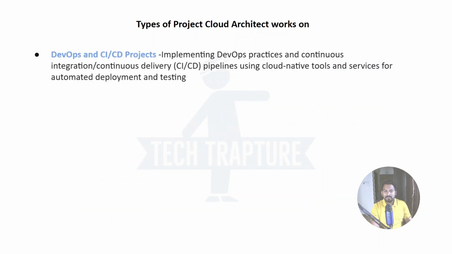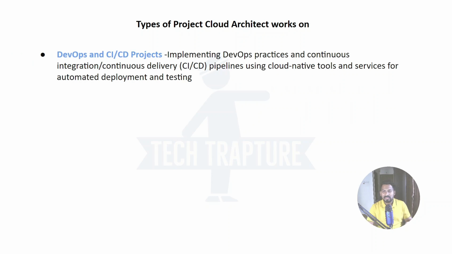Then again we'll see a few more kinds of projects like DevOps and CI/CD projects. So here also implementing the DevOps practice and continuous integration CI/CD pipeline using cloud native tools and services for automated deployment and testing. So again, I would take one example from when I worked as a cloud architect. We had a different DevOps team as well, where I was working as a cloud architect. They were using one platform, Jenkins, but provisioning a Jenkins instance on managed Compute Engine or on Kubernetes, that was again the task of the cloud architect, where we have to make that solution available, where the DevOps team can create their own CI/CD pipelines.